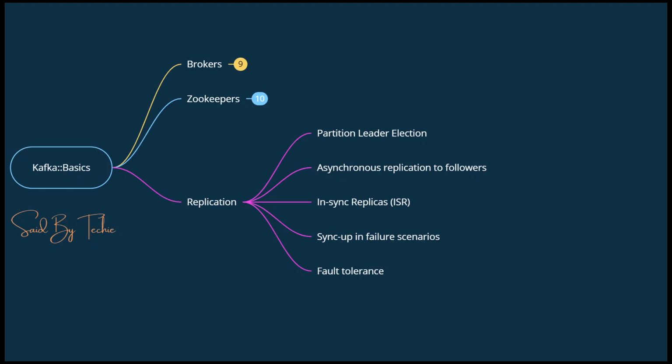Partition leader election. When a topic is created or when a broker fails, Kafka initiates a leader election process to select a new leader for each partition. This ensures that there is always a leader available for each partition.